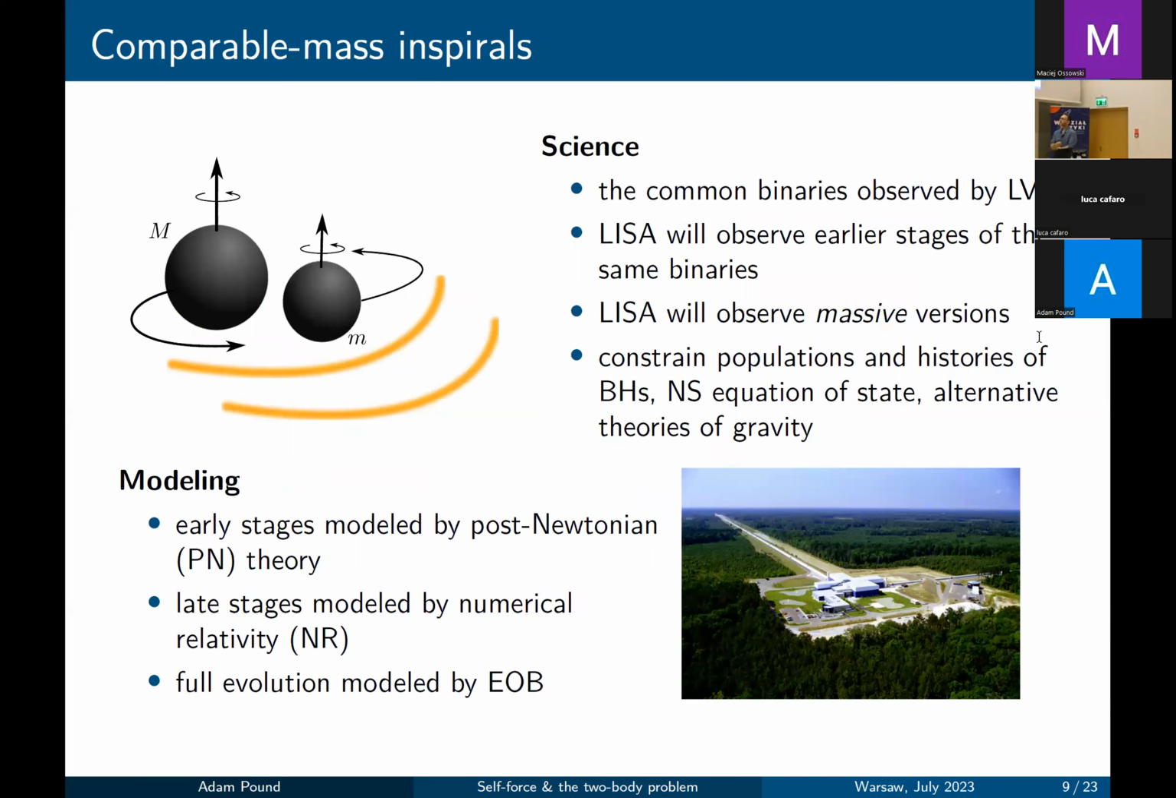So let's get into these different kinds of binaries. The main one we see is these comparable mass binaries. That's what we see today. That's what's observed by what's called the LVK network, which is LIGO, Virgo, KAGRA.